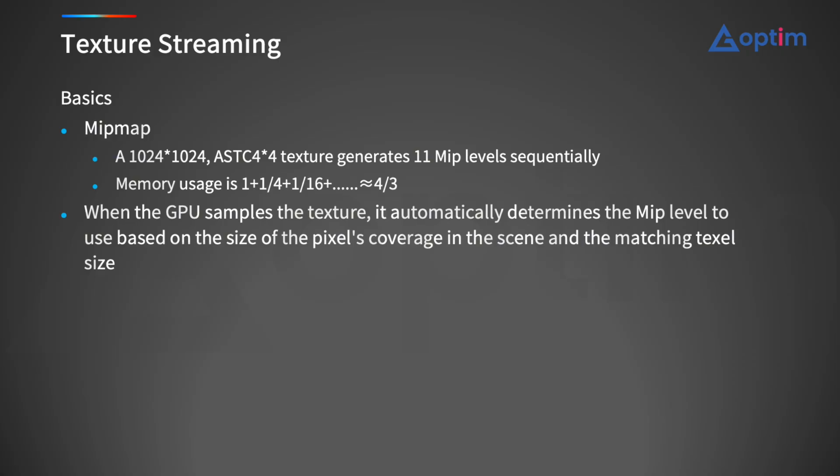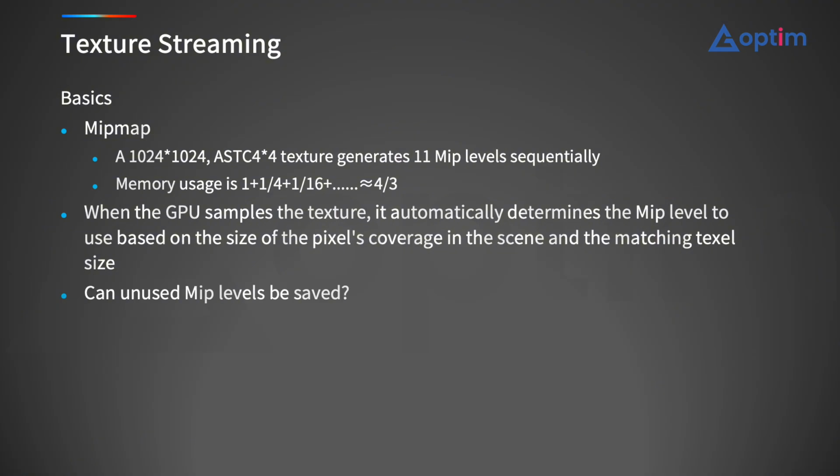Take a 1024 by 1024 texture as an example. When MIP maps are enabled, the engine generates multiple resolution layers: 1024, 512, 256, and so on. The total memory footprint is roughly 1 and 1/3 of the base level. When rendering with MIP maps enabled, the GPU automatically selects the appropriate texture level based on two factors: how much screen space the texture occupies, and the relative texel density in the scene. This mechanism improves bandwidth efficiency, because the GPU doesn't need to fetch data from distant memory regions unnecessarily. That's one of the key advantages of MIP map-based rendering.